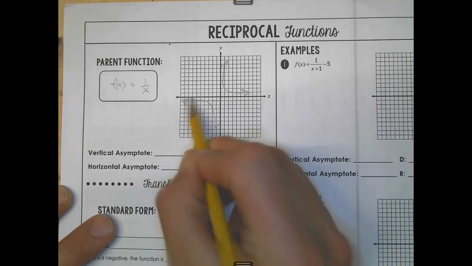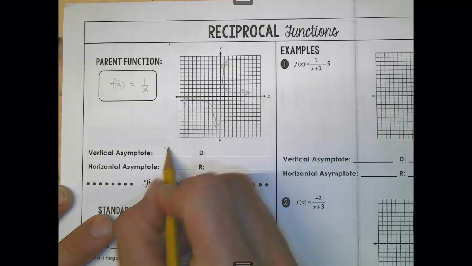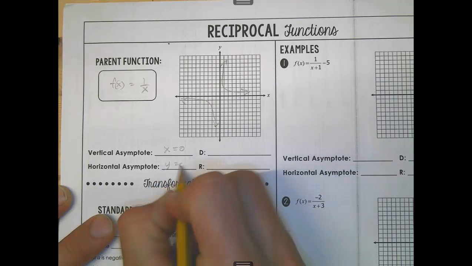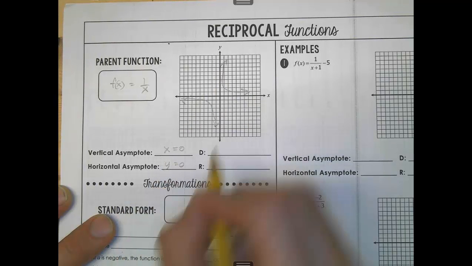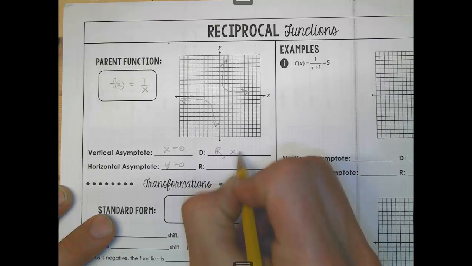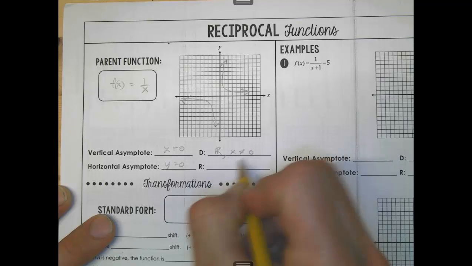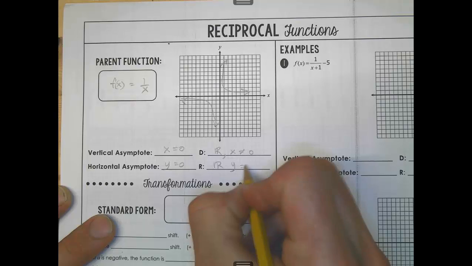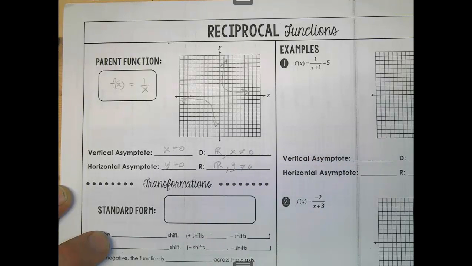We can talk about the vertical asymptote, which is at x equals 0, which is the y-axis, and y equals 0, or the x-axis, is our horizontal asymptote. The domain for this is all real numbers except x cannot be equal to 0, and the range is all real numbers, but we can't have y equal to 0.